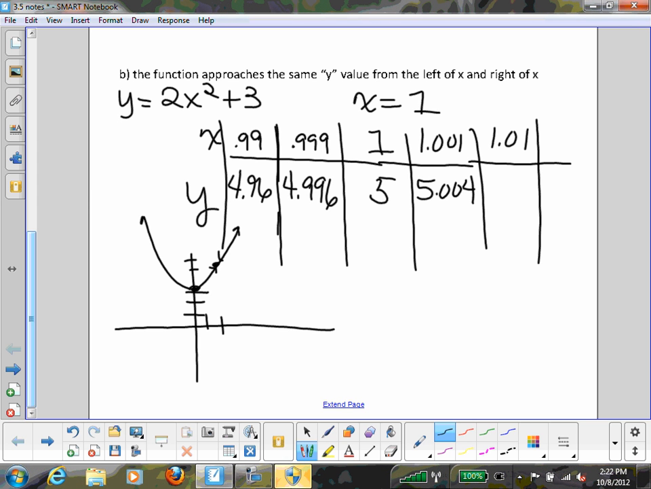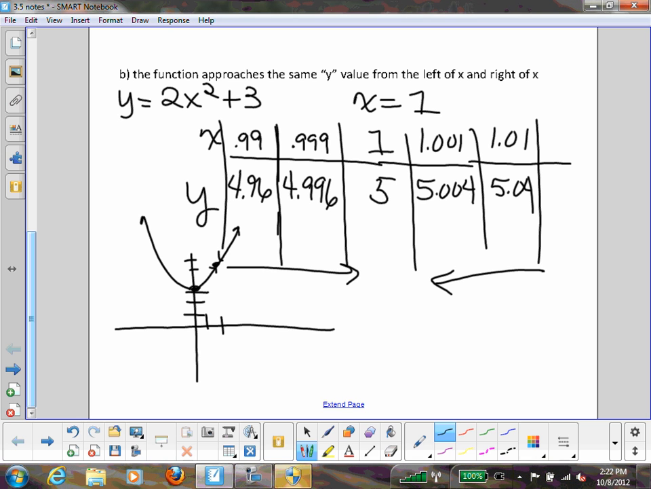And then at 1.01, what do we get? And so you can see that I'm approaching 5 from both sides. It'll be really obvious. You might get 5 on one side and 6 on the other, so it won't make sense. So this is an example of when it does work.